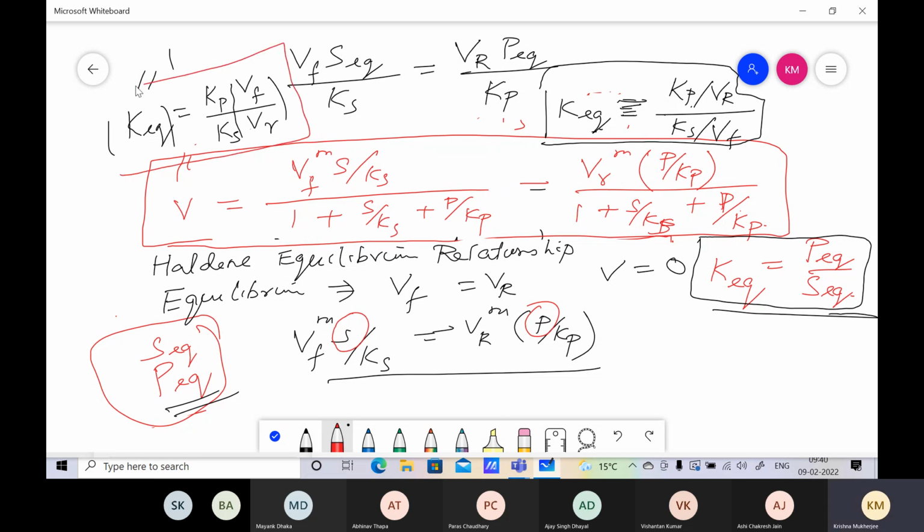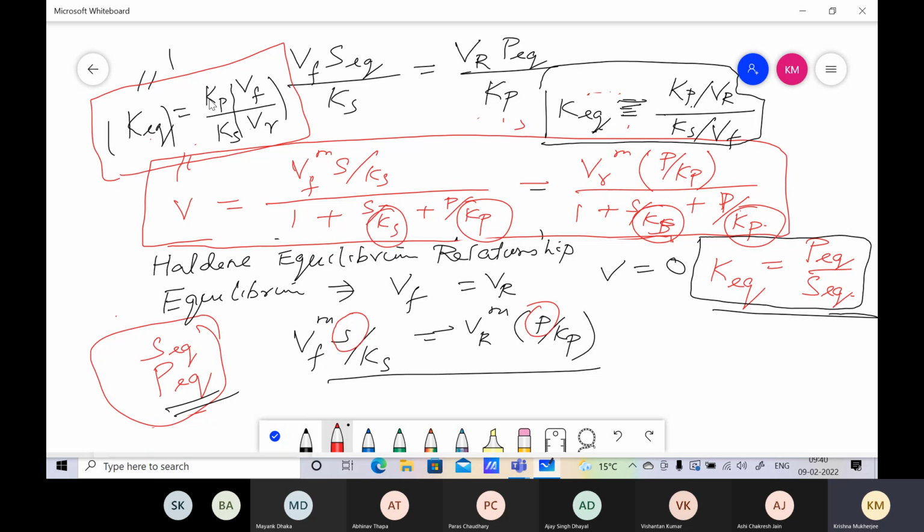So you cannot have a ratio of Vf by Vr as 10 and an equilibrium constant of 1 and vary them independently. So Kp and Ks are automatically chosen here. Their ratio also becomes 1 by 10. So this is the Haldane equilibrium relationship, and that is why it is so very useful.